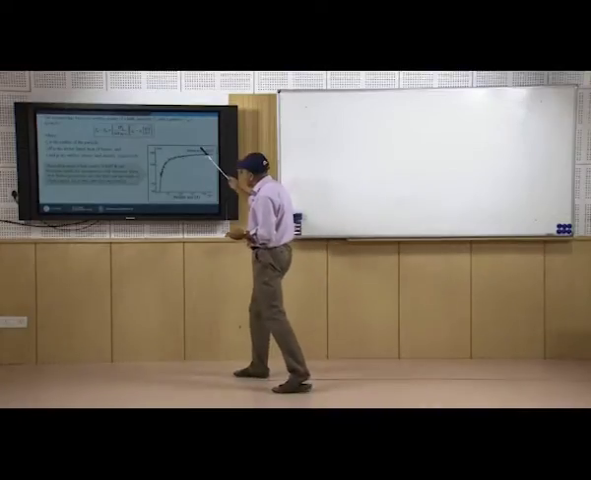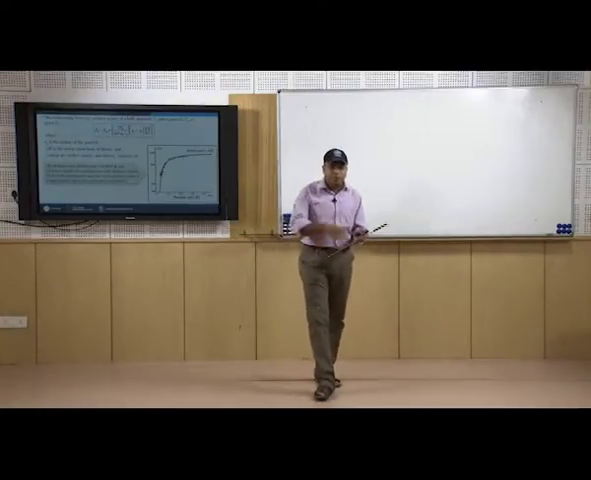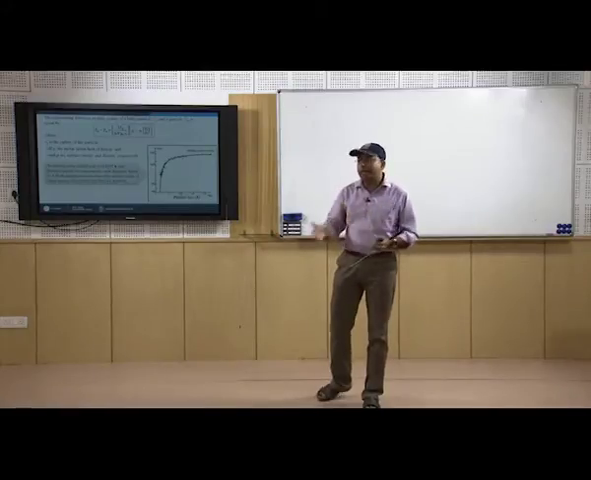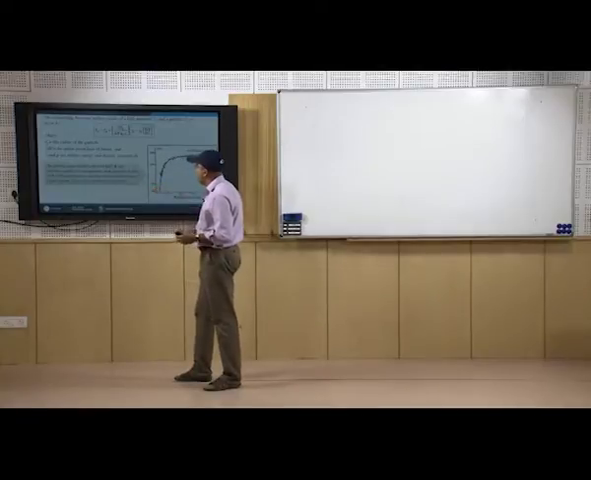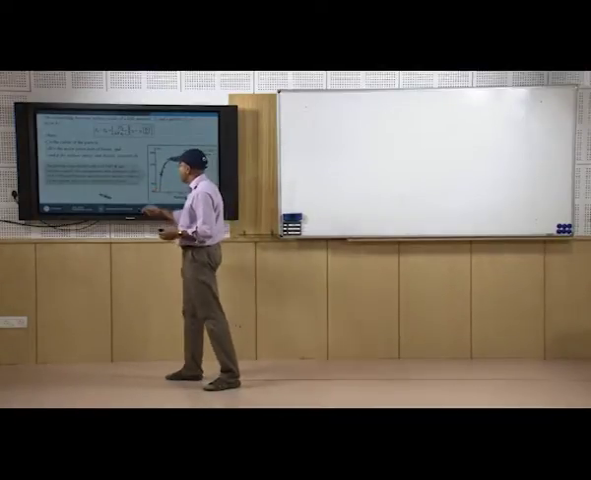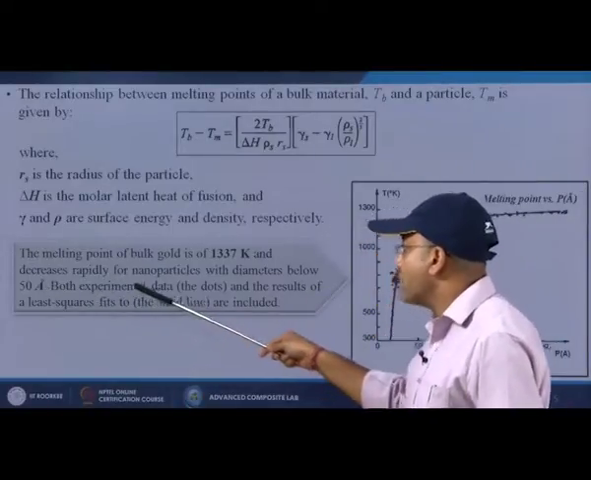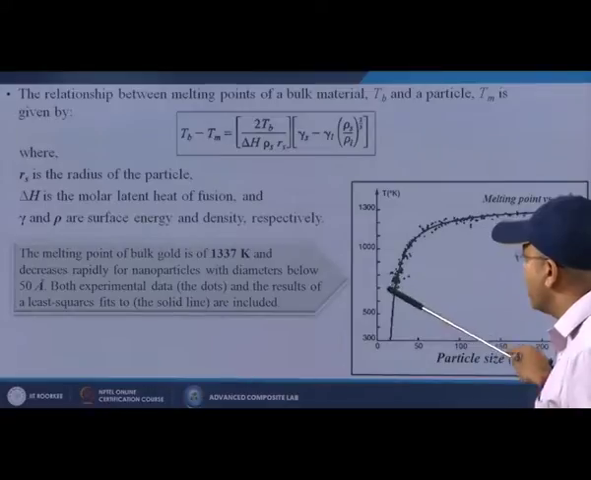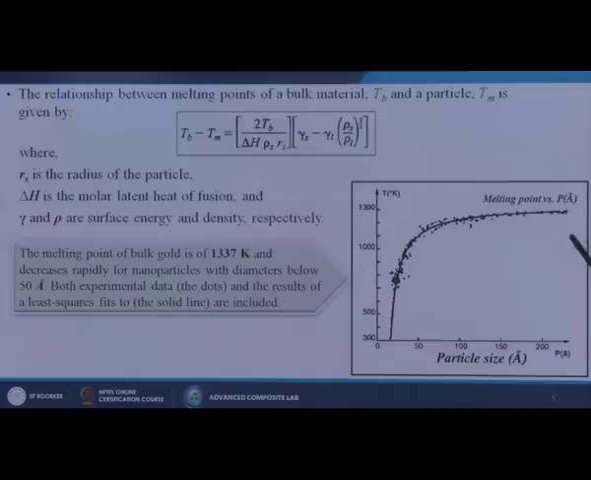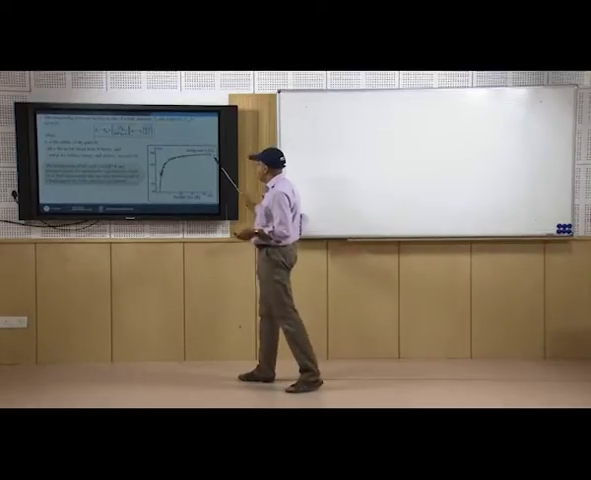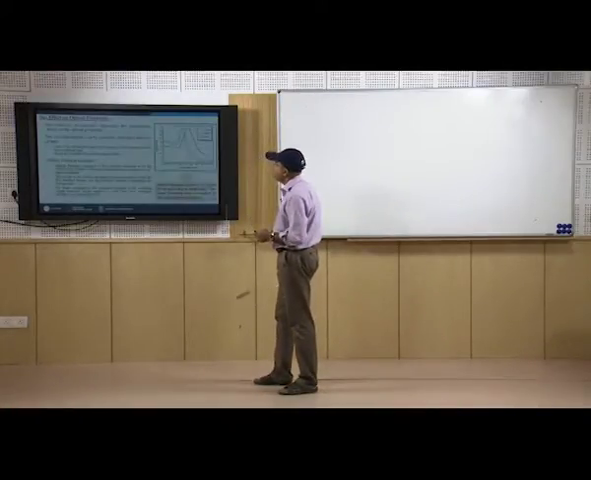So, in this particular graph we are going to show how we are trying to change the particle size from micro to nano, so that our melting temperature is changing. The melting point of bulk gold is 1337 Kelvin and decreases rapidly for nanoparticles with diameters below 50 angstrom. Both experimental data, the dots, and the results of a least square fit, the solid line, are included like this. So, when the particle size is decreasing, automatically the melting point is coming down.